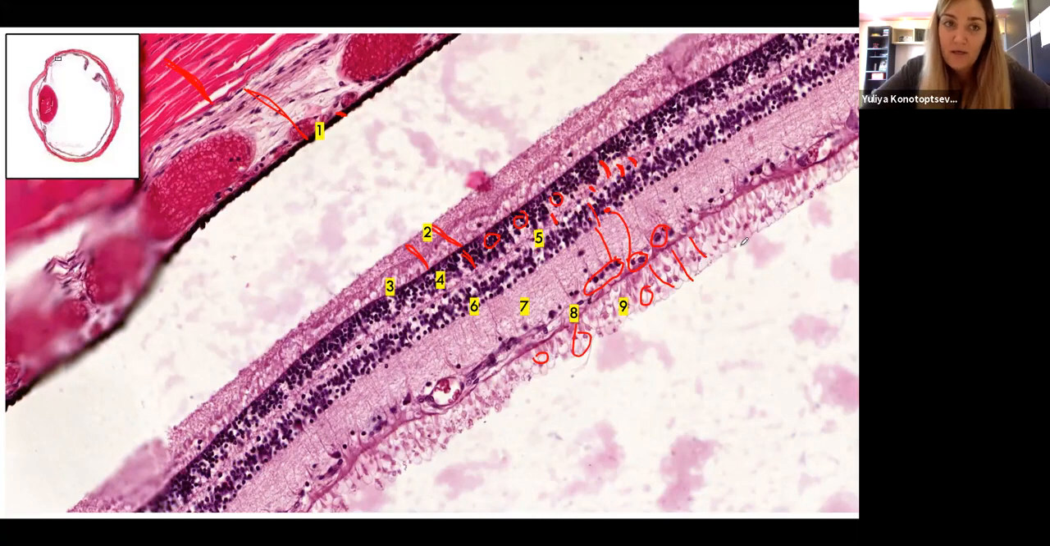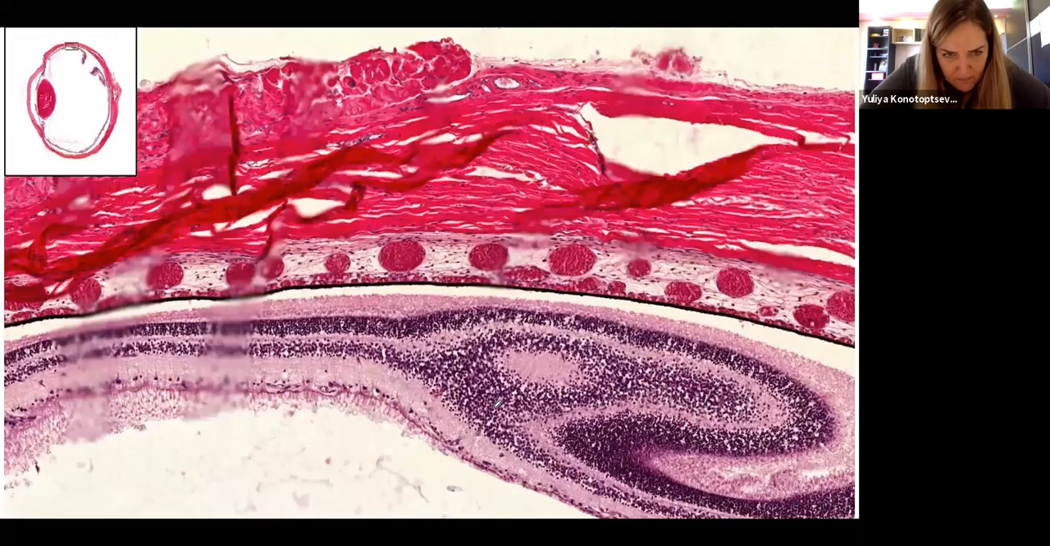The 10th layer is the inner limiting membrane, but you cannot see it here. There's a reason why I only put 9, right? So the 10th layer, the inner limiting membrane, you cannot see it here. It was lost. You can see it here. There's a bit of a line here, and this line is the inner limiting membrane. Okay, so this is the inner limiting membrane.